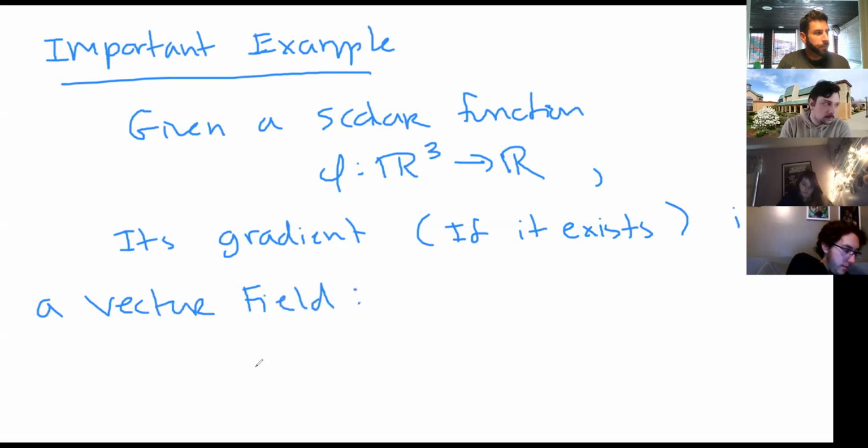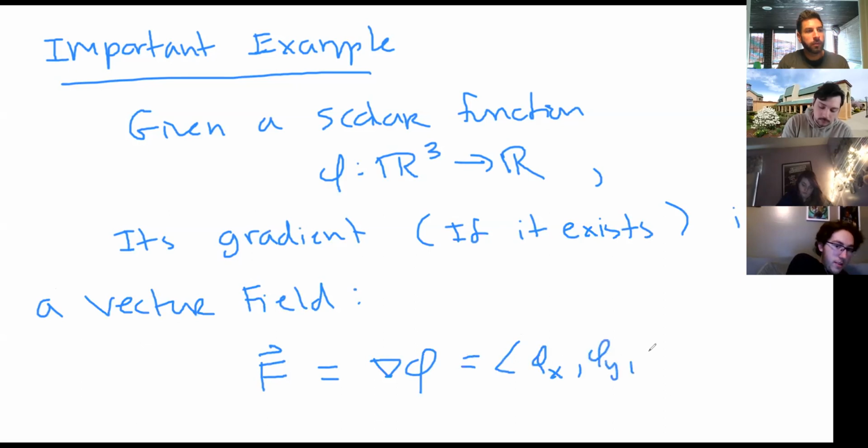So that is, anytime you have a scalar function, you can take its gradient. Don't forget what that is. That is the partial with respect to x, the partial with respect to y, and the partial with respect to z. That is, in fact, a vector field. So there's a very natural vector field that's always living there.